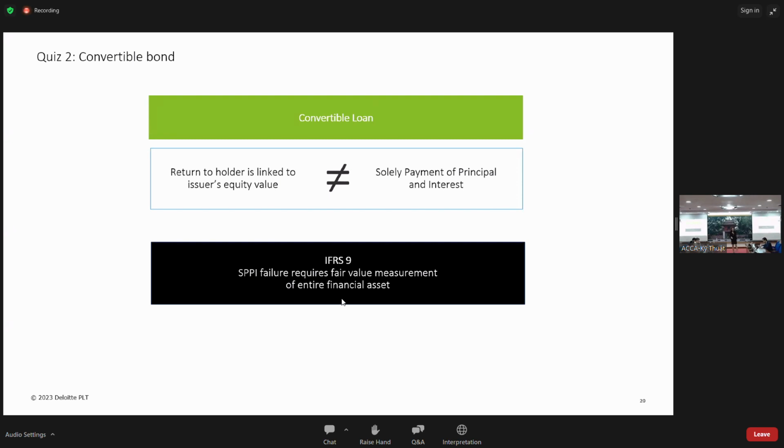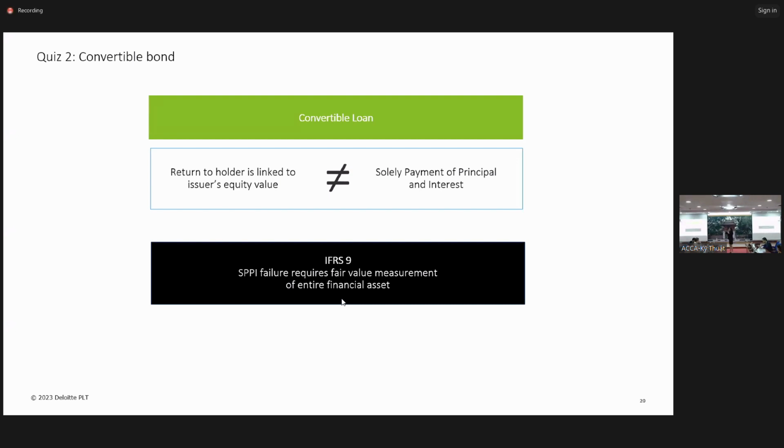I also saw a question online asking, what do I do with a government bond? If it's a bond, it's like a corporate bond or a loan. If it meets the SPPI test, then you can see it in amortized cost if it's held to collect, or held to collect and sell, then it will be fair value through OCI.